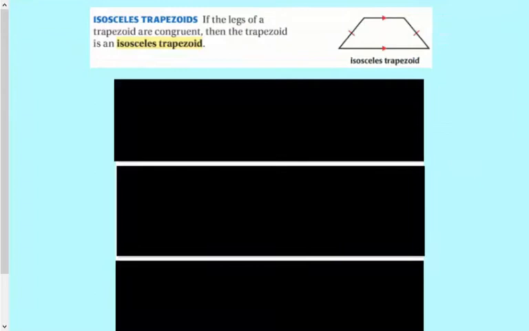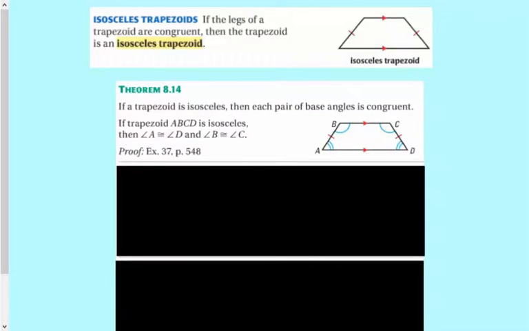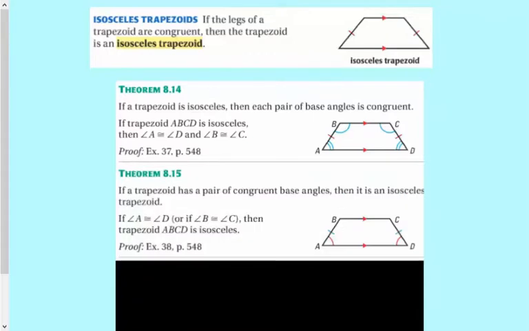And then, as I said, isosceles trapezoids have a lot of special properties. The first one is that if it's isosceles, each pair of base angles are congruent. So kind of like an isosceles triangle, the base angles are congruent. But there's 2 sets of base angles for an isosceles trapezoid. And then if a trapezoid has a single pair of congruent base angles, then it's an isosceles trapezoid. So this is to prove, 8.15 is to prove that the trapezoid is isosceles. You just got to show one pair of base angles are congruent.